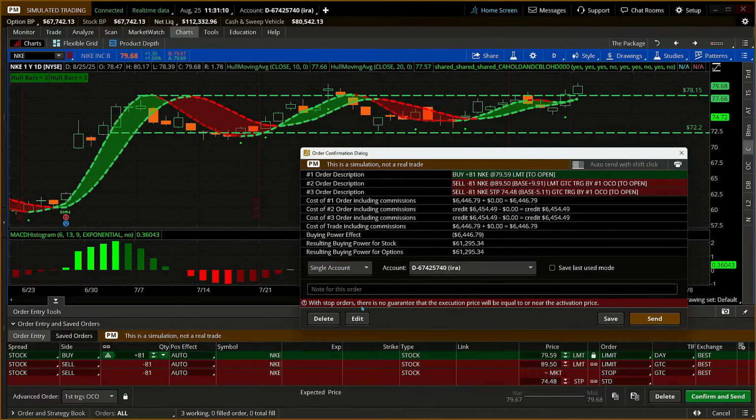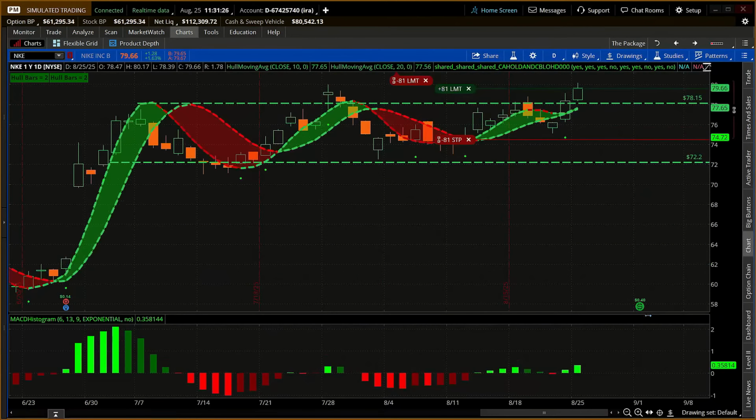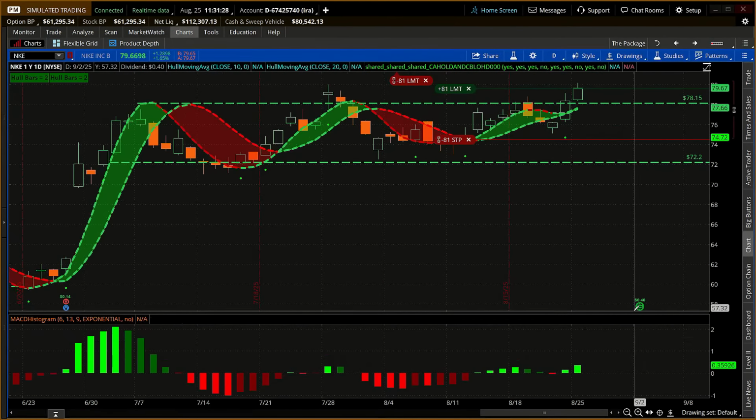Now also remember with the stop, the stop is a trigger to sell. It doesn't specify that it's going to sell at exactly the price we put in. So we have to understand that's the risk with the stop. Send the order. If that's okay, there it is.